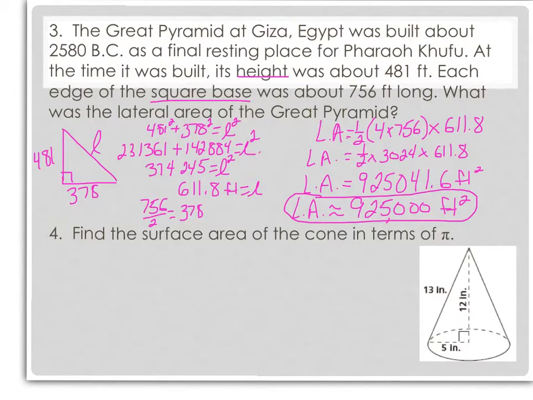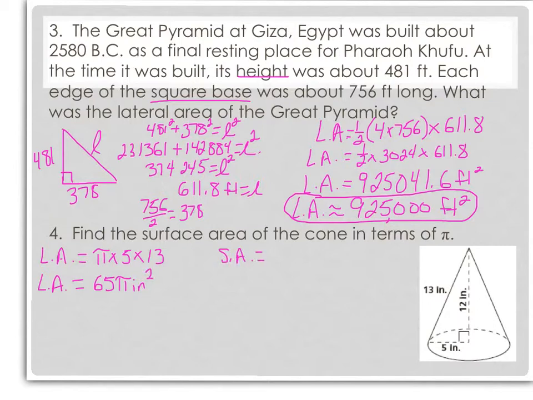Okay, number 4, let's look at a cone. It says find the surface area of the cone in terms of pi. So first we need to find our lateral area. Lateral area will be pi times the radius, which is 5, times our slant height of 13. So lateral area in terms of pi is 65 pi inches squared.